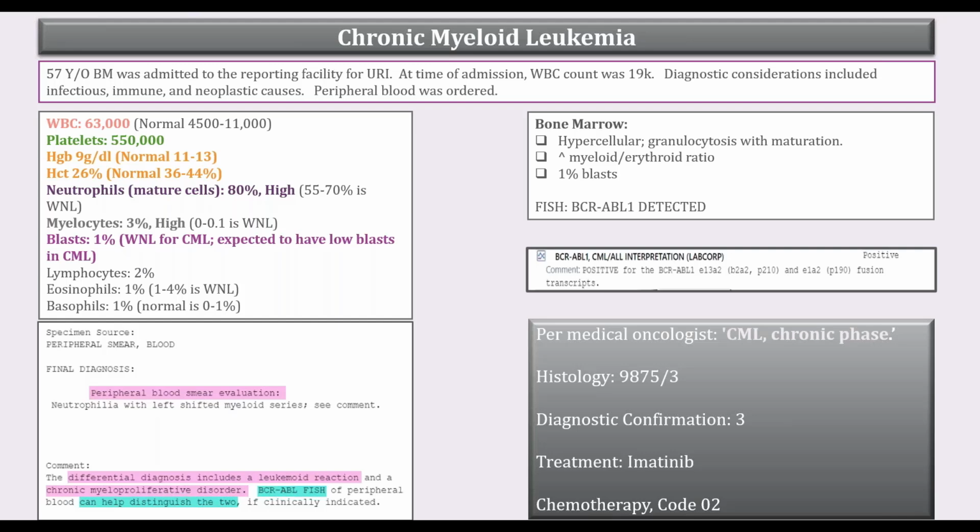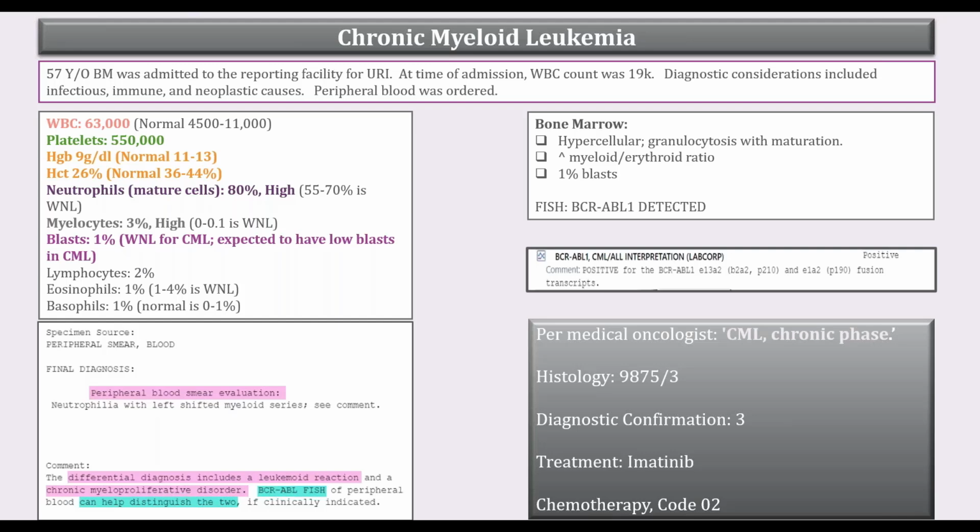They stated the BCR-ABL1 would help with differentiating which MPN the patient has. So bone marrow was also done, and this did show hypercellular, so with an increased myeloid erythroid ratio, which explains the low H&H and the high white blood count, granulocytes, and platelets. The BCR-ABL1 was positive, and the medical oncologist did state this is CML in the chronic phase.